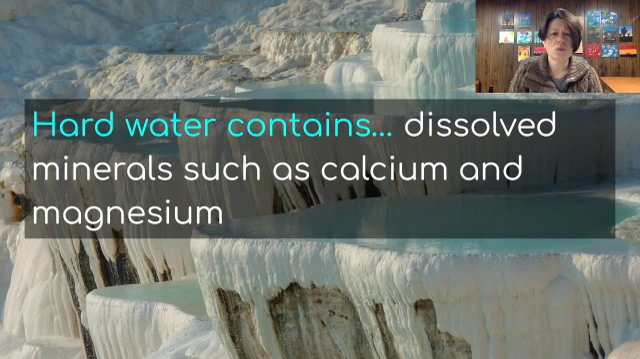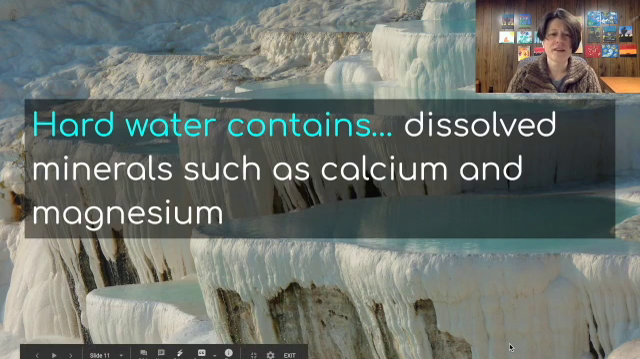Now, hard water: as the water is flowing over the land, sometimes it flows through materials like limestone type materials and it becomes hard. And hard water contains dissolved minerals such as calcium and magnesium. And you can see here, this is not snow or ice. This is actually a calcium deposit. This is basically limestone from hard water that is flowing over the rock.